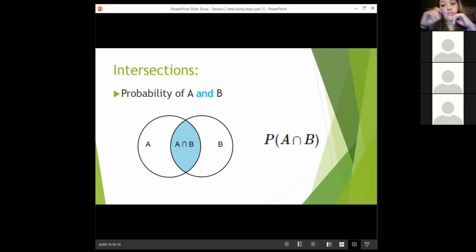The probability of A and B is written with the upside down U. That's just a notation. So keep in mind that if you're not given the probability of A and B, make sure you understand that the notation, probability of A upside down U B, is going to be an intersection.